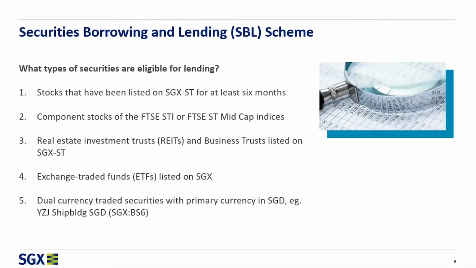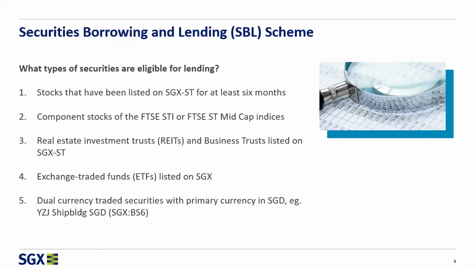Next, dual currency traded securities with the primary currency in Sing dollar. Example, Yangzijiang is listed on SGX in 2 currencies, Sing dollar as well as renminbi. But the primary listing, the one that you always normally see, will be the Sing dollar counter. So this is eligible for lending.